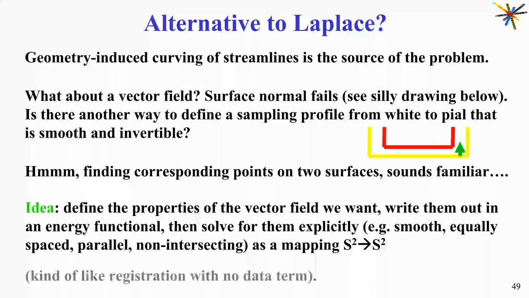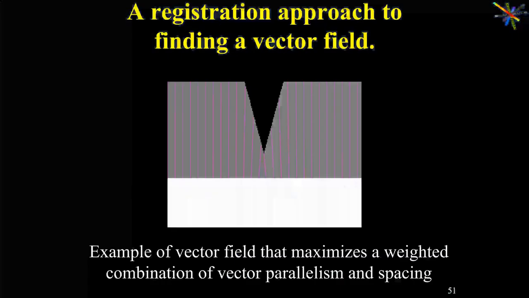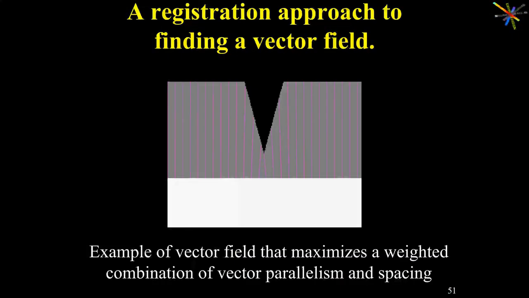And I don't want to spend too much time on this either. But essentially, we take this degree of freedom out of it. We treat it like a registration problem, except with no data term. So this is an odd registration problem where all we care about is the regularization. That is, we want to find a vector field that connects the two surfaces, and we want the regularization properties to be that it's not too far from the surface normal, and the vectors are parallel. And so we can do that directly and build a vector field that connects the surfaces and use them for cortical sampling.